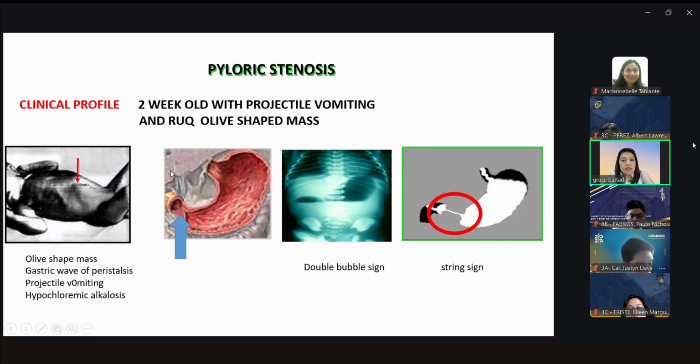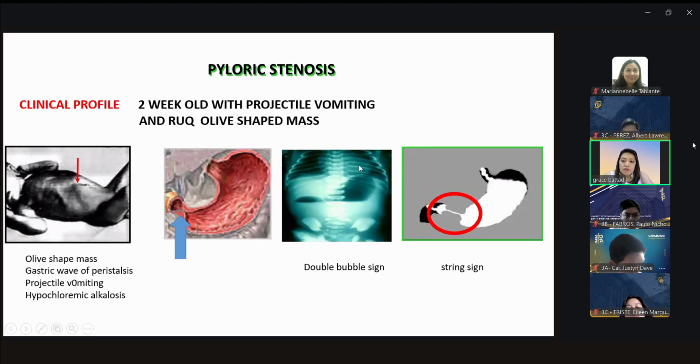If you did a plain abdominal X-ray, here is our abdominal X-ray. The air is your black shade, and the soft tissue masses are your white. Okay, so here you will see a gastric air bubble, the stomach bubble, and there is another little bubble there going to the duodenum. So you have a double bubble sign.